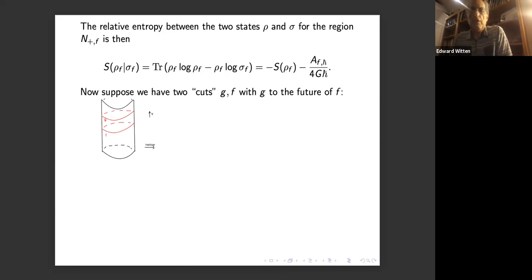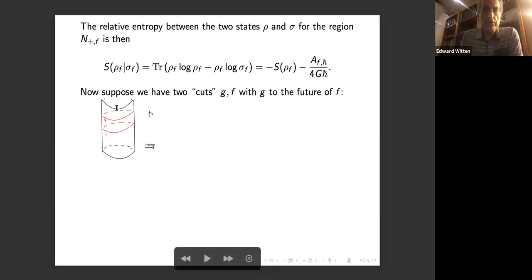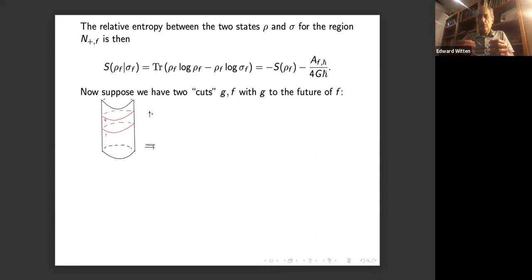So suppose we have two cuts G and F with G to the future of F. So this is a different picture of the horizon. I've made V run vertically. Usually we think of a stationary black hole as sitting there. So on the Penrose diagram, it looks like the horizon is exploding outward at the speed of light. That's expressing the idea that a massless particle in the horizon can't escape.